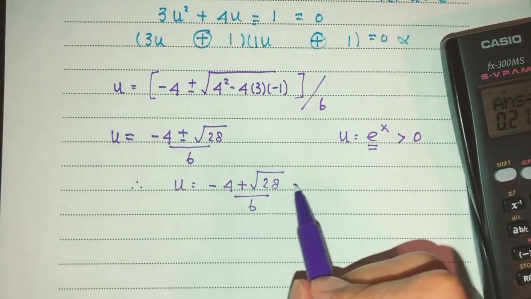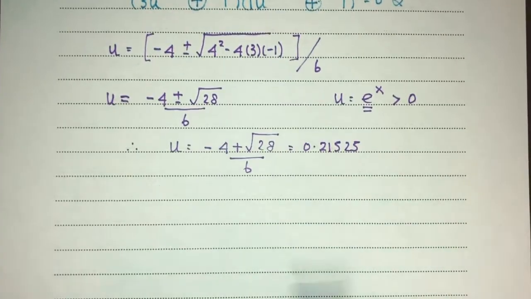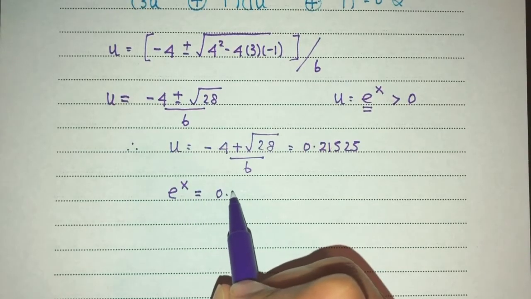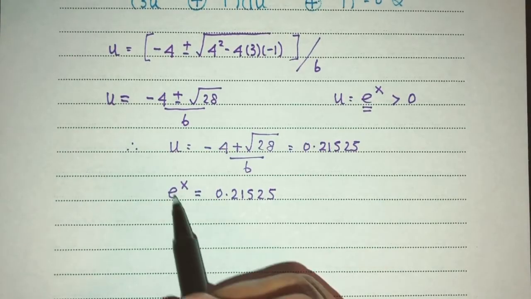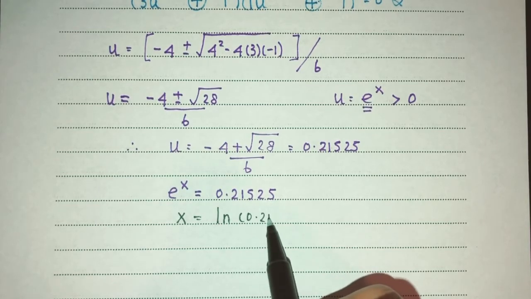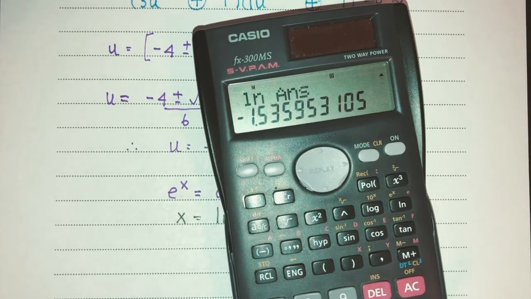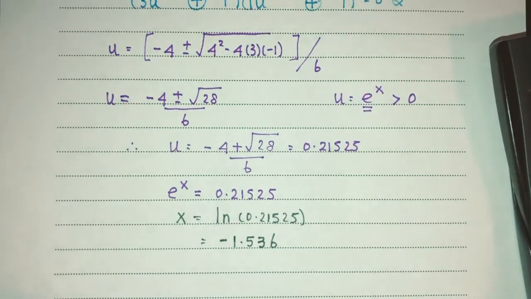That will be 0.21525. So finally, replace u back by this, because we want to find x, not u, right? So replace it back, and then for the value of x, we just have to send exponential over here. That becomes ln of 0.21525. And from what I can see, it shows to be minus 1.536, correct to 3 decimal places.